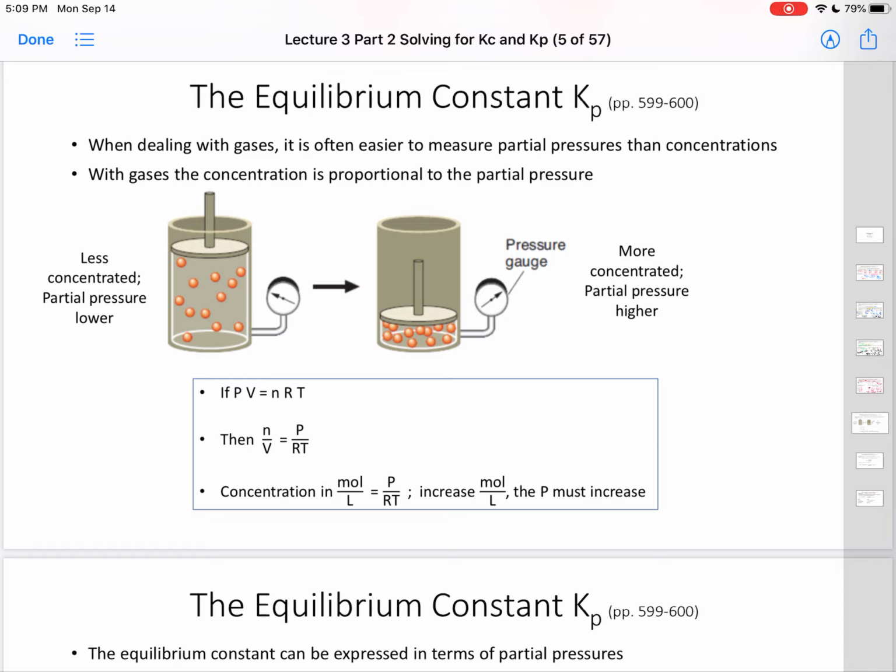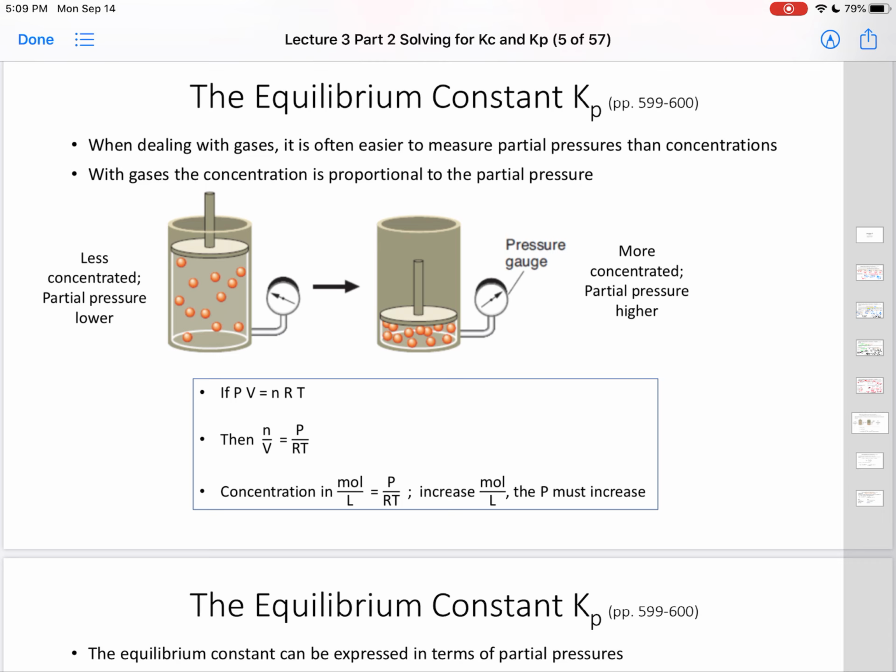Okay, so a lot of times, because it's easier to do that, we use this term called Kp, okay, and all it is saying is that with gases the concentration is proportional to the partial pressure.